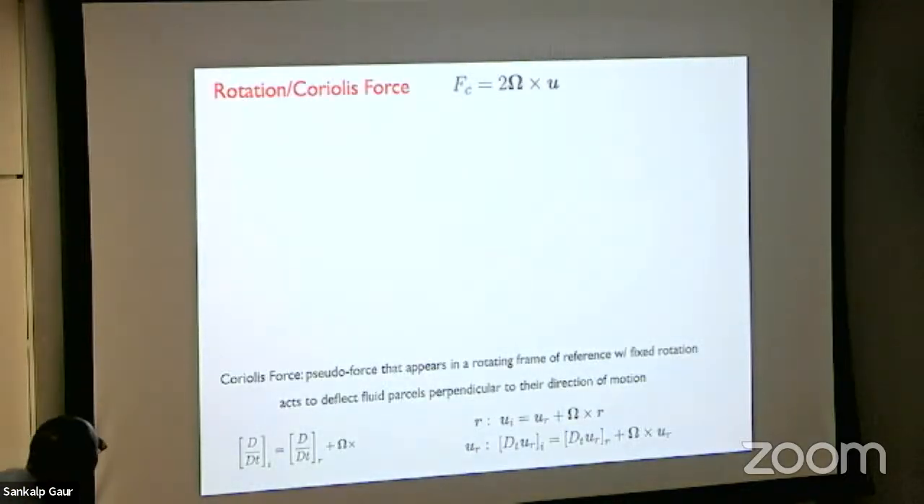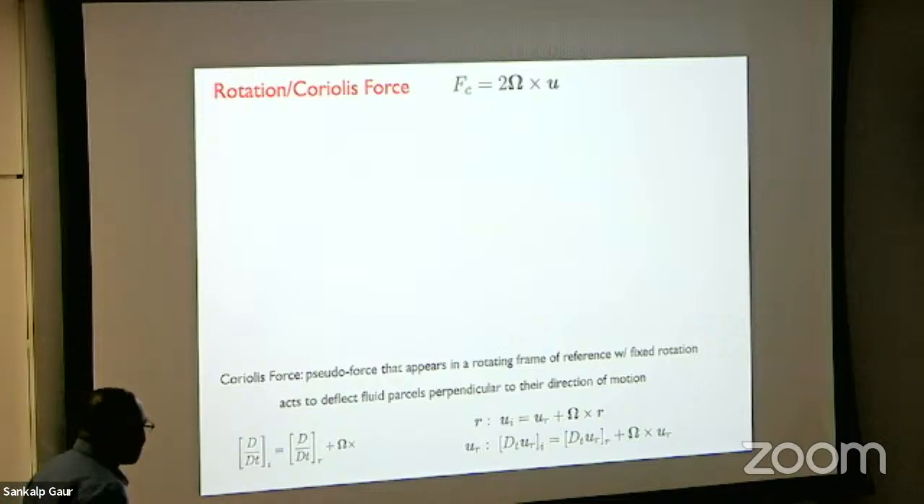Okay, so let's add the one force that this is about. We're going to add the Coriolis force, which is given here. We had discussions of this last week, but we know it's a pseudo force that appears in the rotating frame of reference. If you're in the rotating frame of reference, it's a force that is designed to describe the motion you see within that frame.